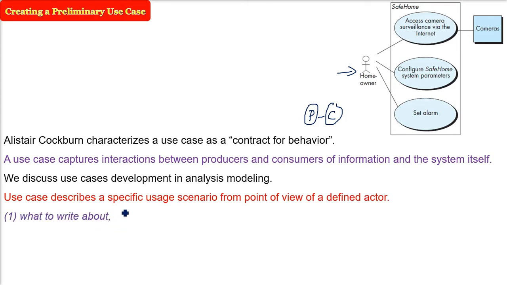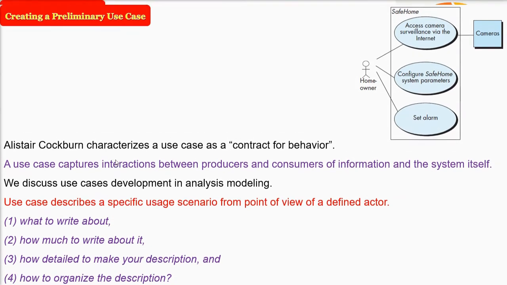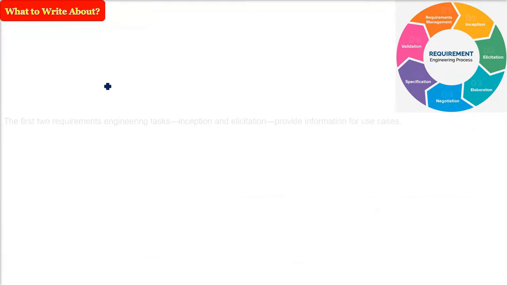Now the question comes: what to write in the use case? How much do we have to write? How detailed do you have to write? That is, what description do you have to give? All these have to be organized also. So how to organize the description? What to write about?